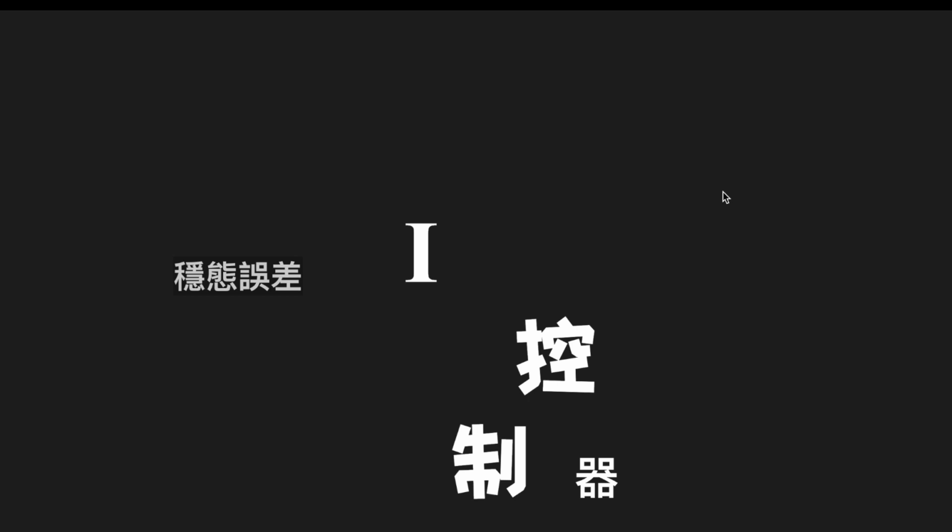This is where the I controller comes in. It adds up all the past errors over time. As time goes on, this accumulated value gets bigger and bigger. Once it gets large enough to make a difference, it gradually pushes the gas pedal for us.